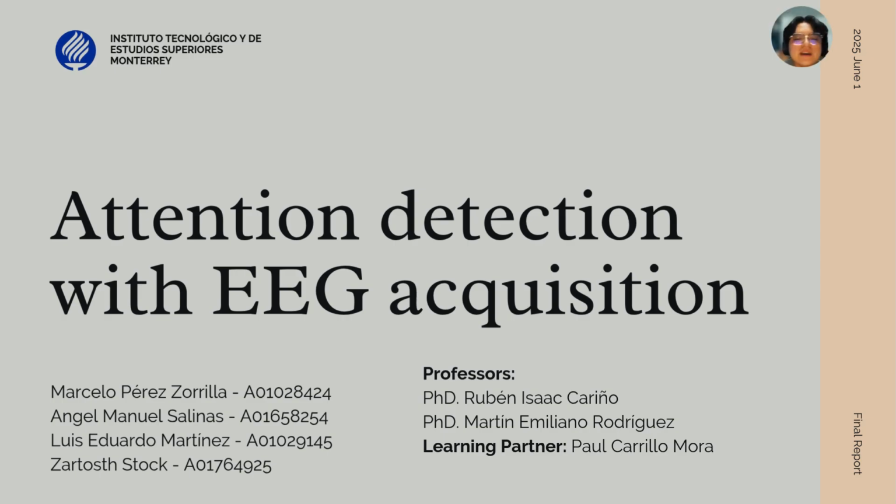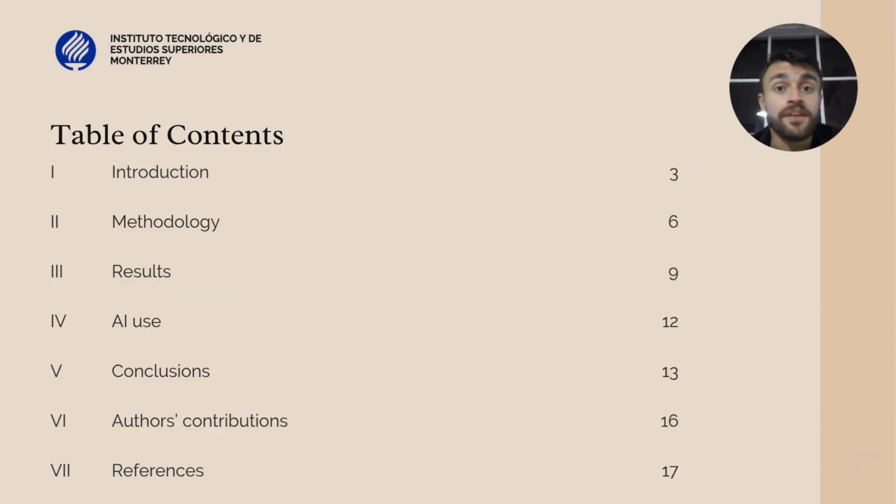Hi, we are Team 5, and this is our presentation for the attention detection with EEG acquisition. Going through the presentation, first we will introduce the topic by giving an overview of the challenge presented to us. Then we will cover the methodology with which we attacked the challenge, the results we obtained afterwards, the AI used during the challenge, and finally the conclusions.